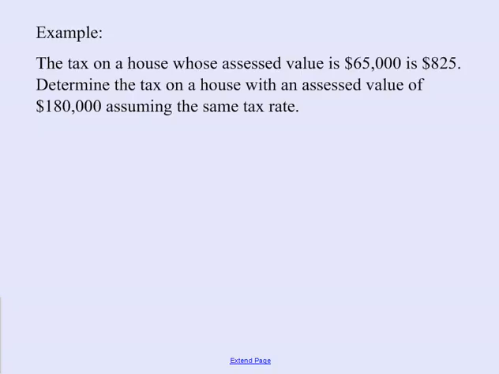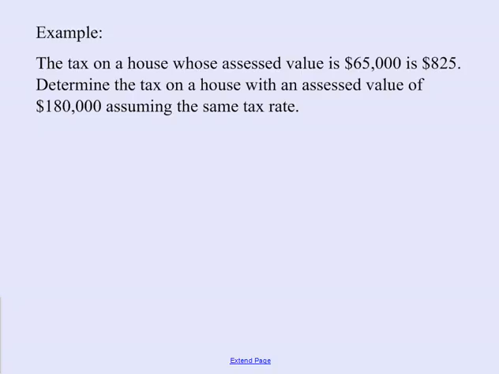All right, let's put those steps to practice here in this example. The tax on a house whose assessed value is $65,000 is $825. Determine the tax on a house with an assessed value of $180,000, assuming the same tax rate.